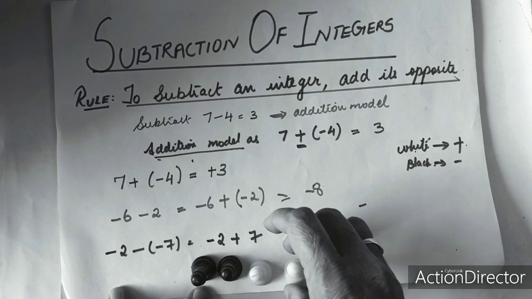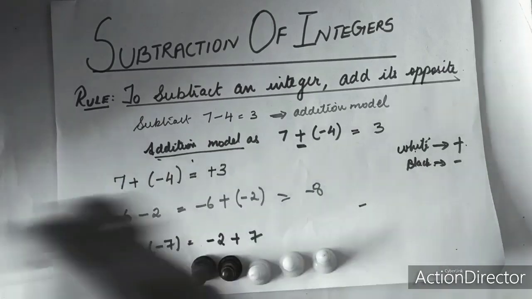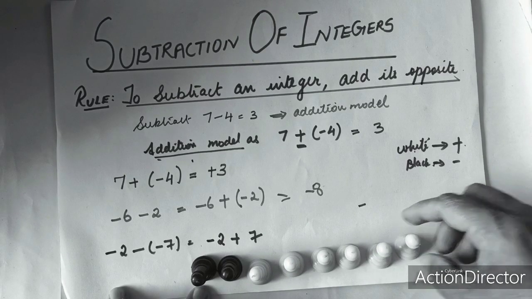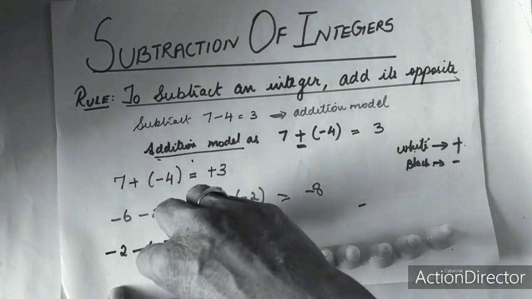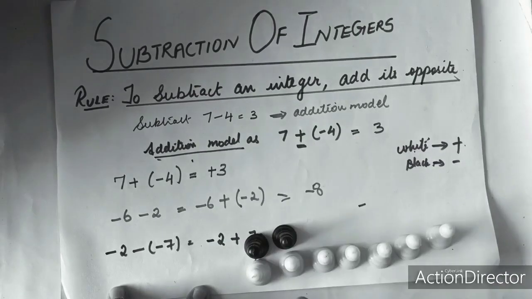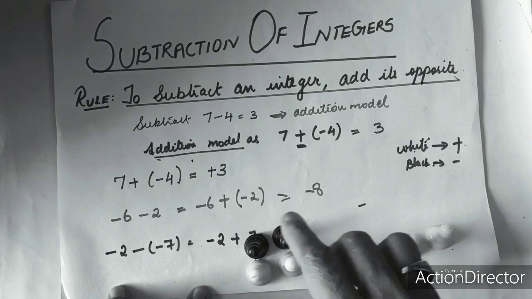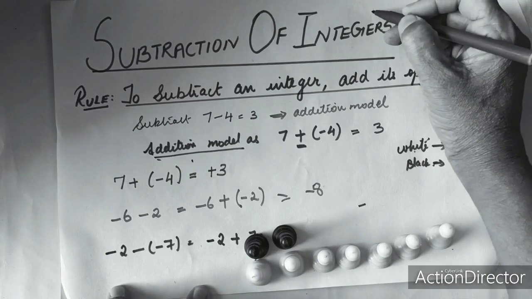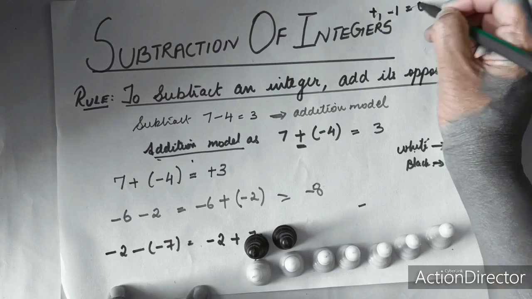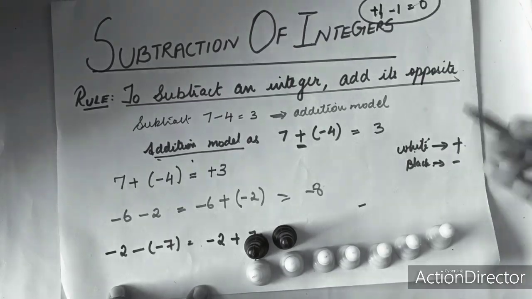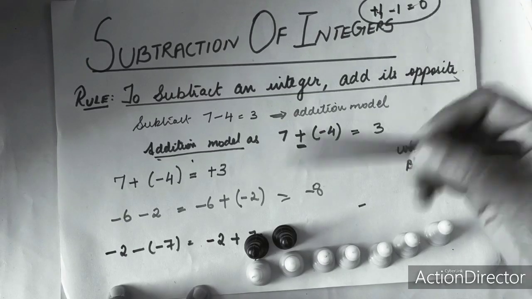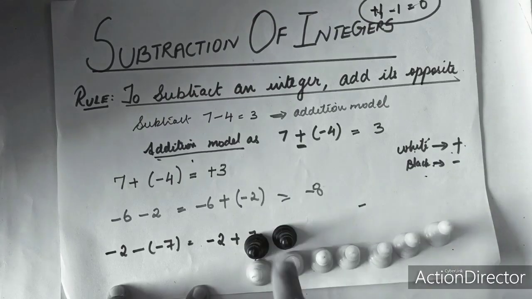So 1, 2, 3, 4, 5, 6, 7. So let us keep the blacks over here. Now as you know earlier, one pair of black and white will get removed, and also one more pair of black and white gets removed since it is equal to 0. As you know, plus 1 minus 1 is always 0, as plus 1 denotes white and minus 1 denotes black. So 1 black and 1 white will always give me 0. So I can remove these 2 pairs.